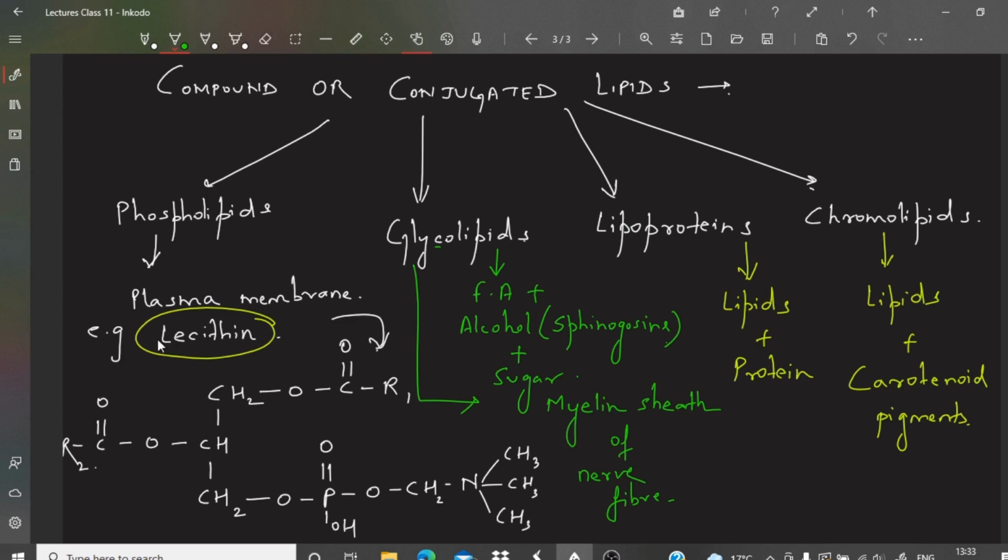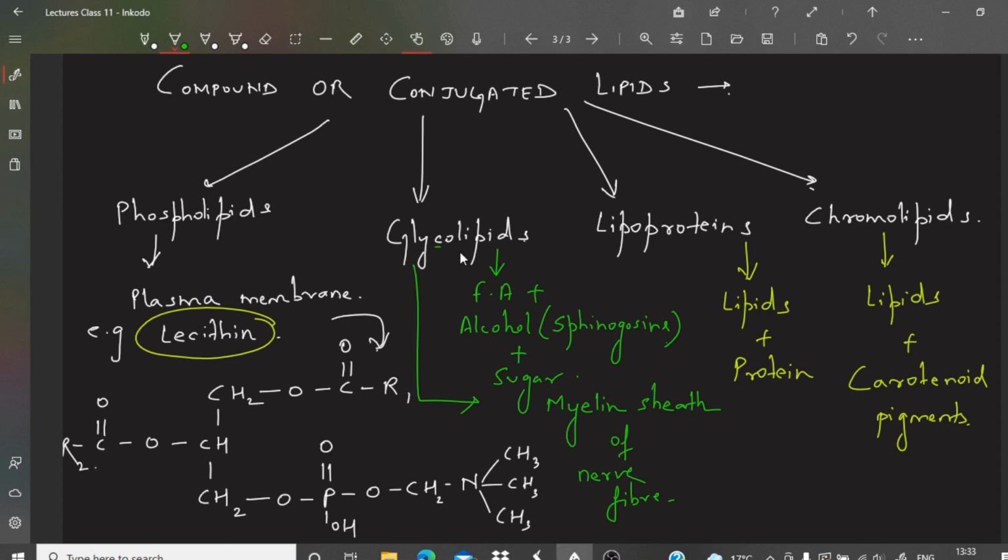This is a very famous example of a phospholipid. In the molecular formula, as you can see, there is a glycerol molecule, and to the first hydroxyl group a fatty acid is attached. To the second hydroxyl group another fatty acid is attached, and with the third hydroxyl group a phosphate group is attached, and to that phosphate a nitrogen containing choline molecule is attached. So this is the whole structure of a phospholipid molecule, lecithin.